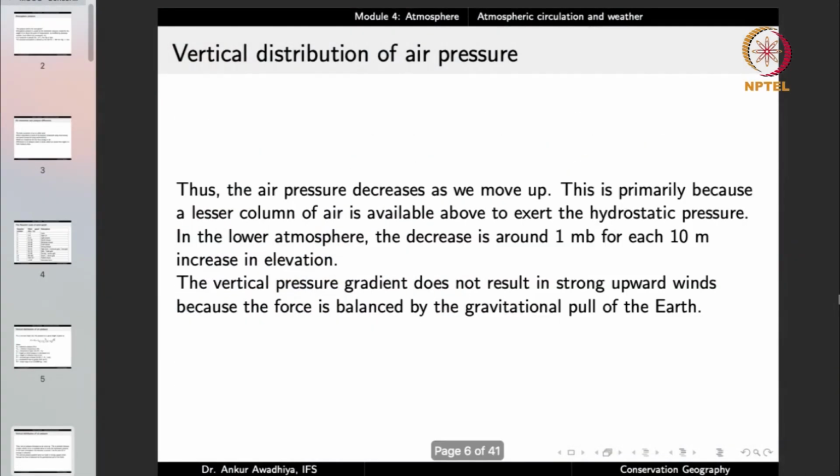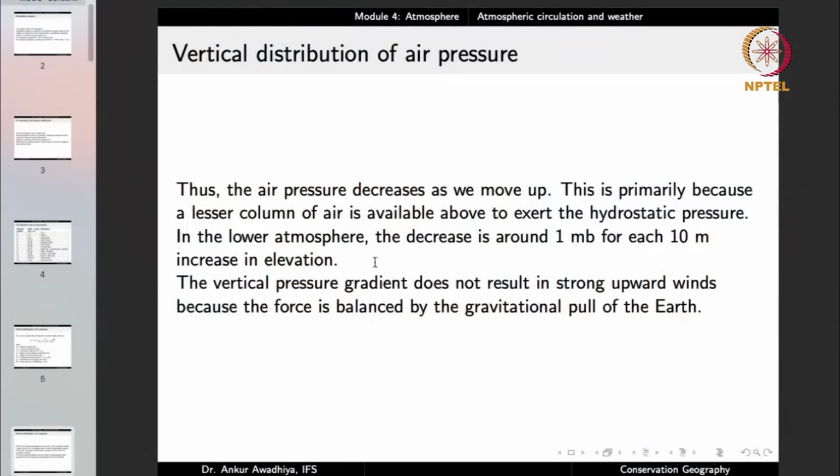But the question is, if the pressure reduces as we go up, why don't we always find a wind that is moving from the ground level to the above levels? The air pressure decreases as we move up, primarily because of a lesser column of air available above to exert the hydrostatic pressure. In the lower atmosphere, this decreases around 1 millibar for each 10 meters increase in elevation. So, there is a reduction in pressure, but this vertical pressure gradient does not result in a strong upward wind because the force is balanced by the gravitational pull of the earth.